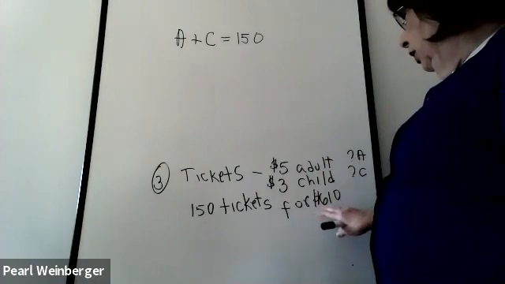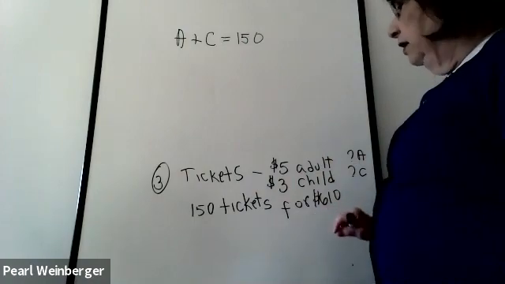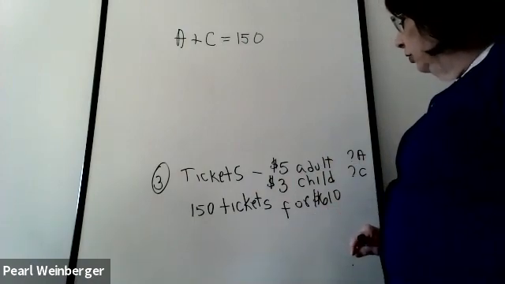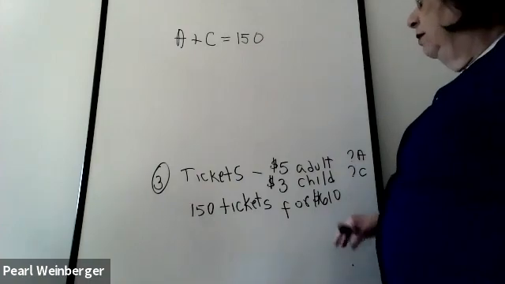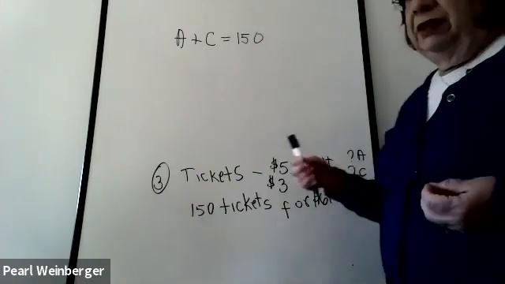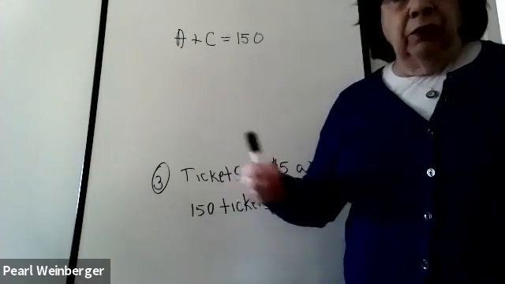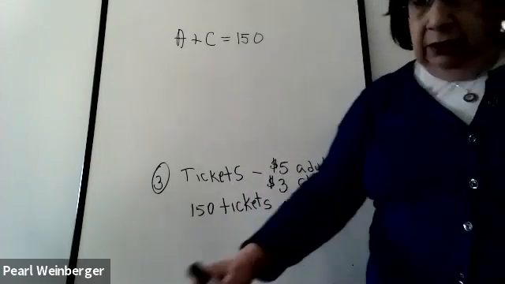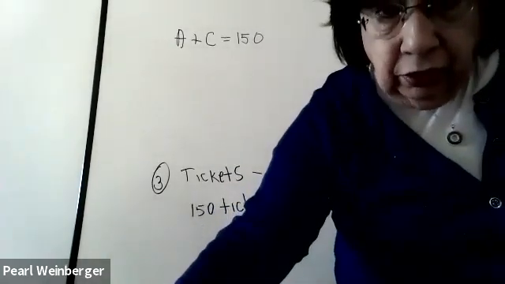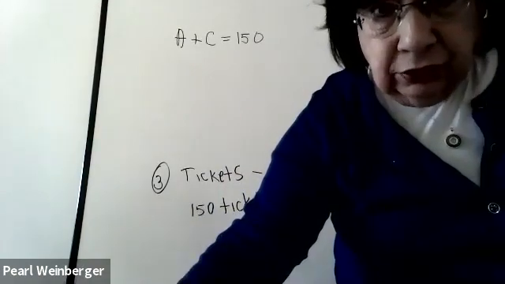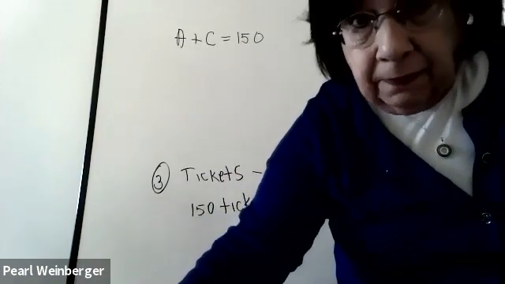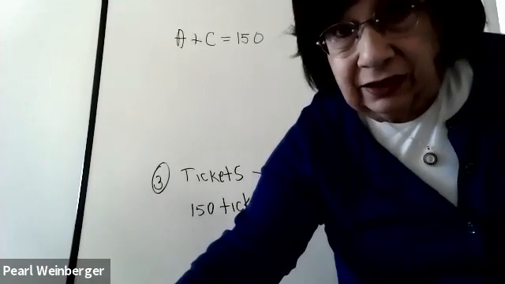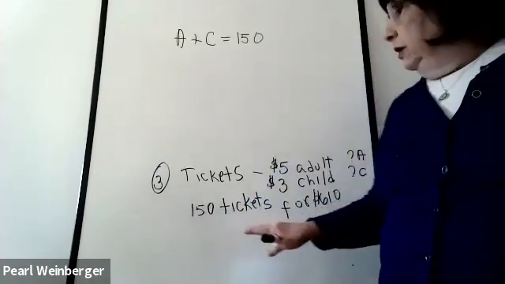The next thing we know is that they got $610 for selling these tickets. Well, obviously that not only means how many they sold, but how much they got for each ticket. So therefore, the next equation has to do with money. So let's look at that.